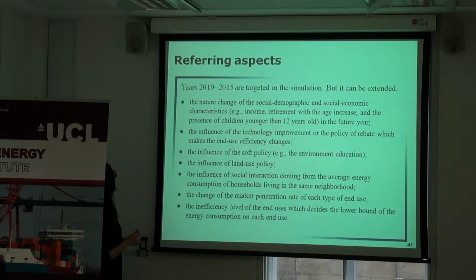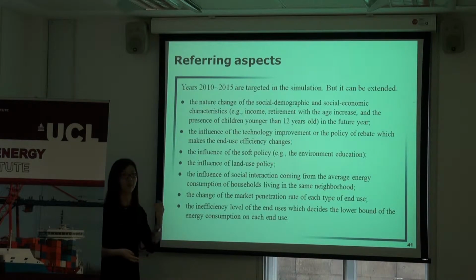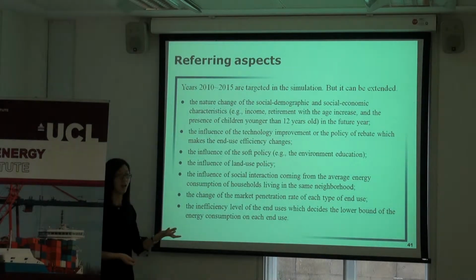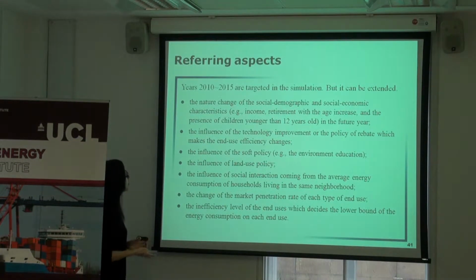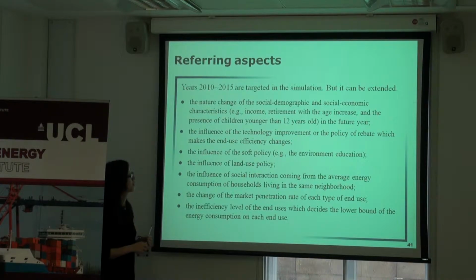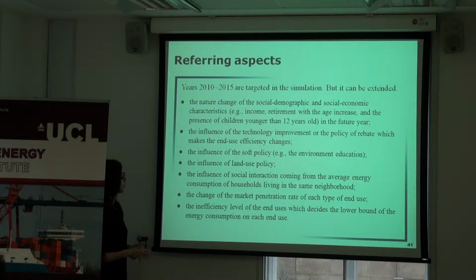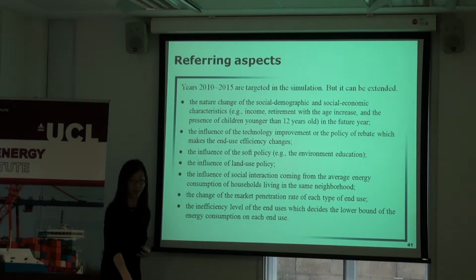And the 7 referring aspects are, first, the natural change of the social demographics, like people's income, their age, their household size, their employment status. And also the influence of the technology improvement or the rebate policies, the influence of the soft policies, the influence of land use policy, the influence of the social interaction, and the change of the market, and also the inefficiency level of the end uses, which decides the lower bound of the energy consumption of each type of end use.